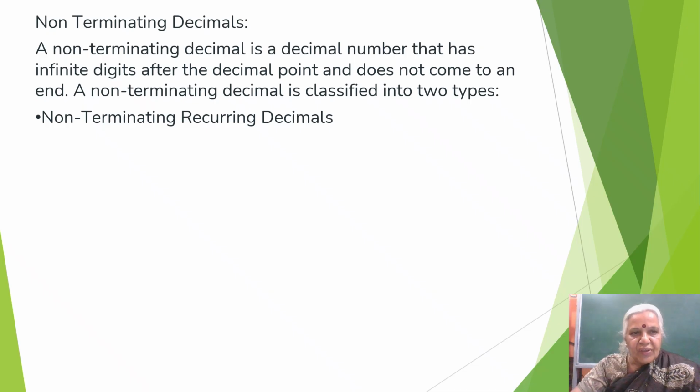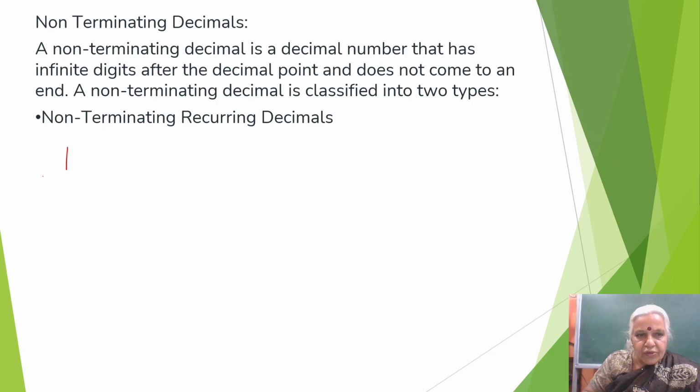Non-terminating decimal. A non-terminating decimal is a decimal number that has infinite digits after the decimal point and does not come to an end. A non-terminating decimal is classified into two types. The first one is the non-terminating recurring decimal.